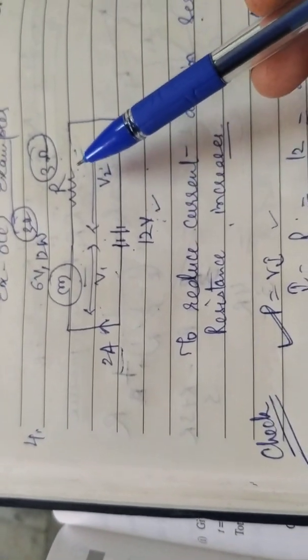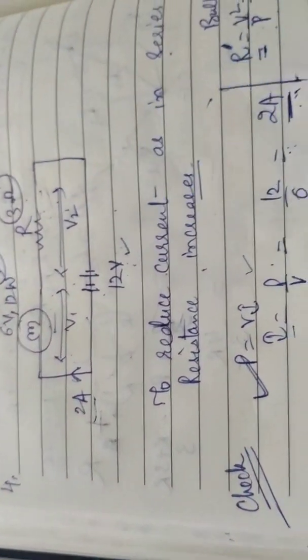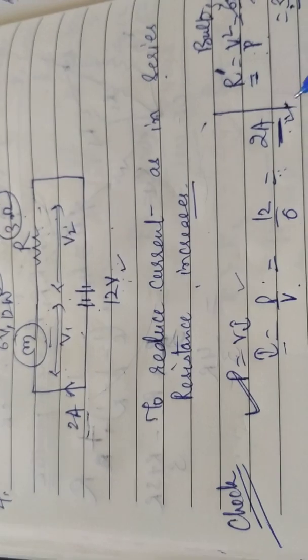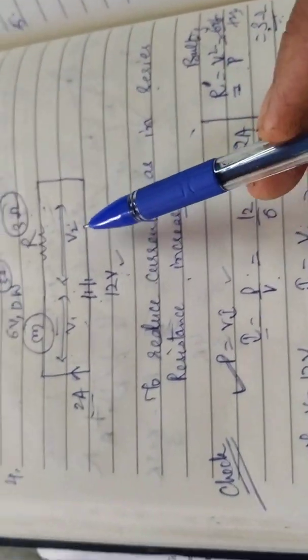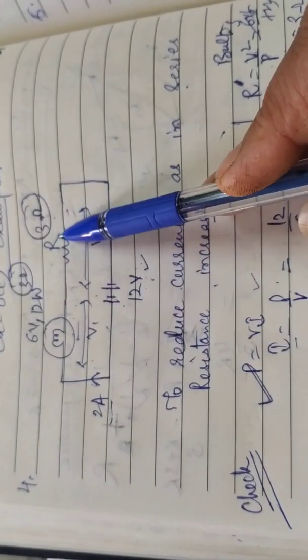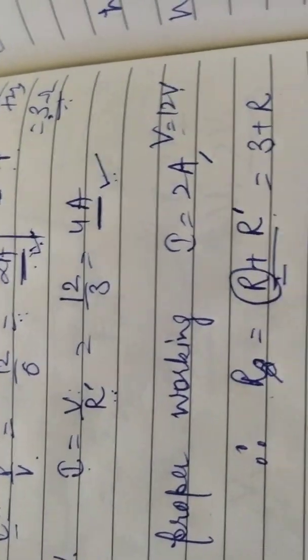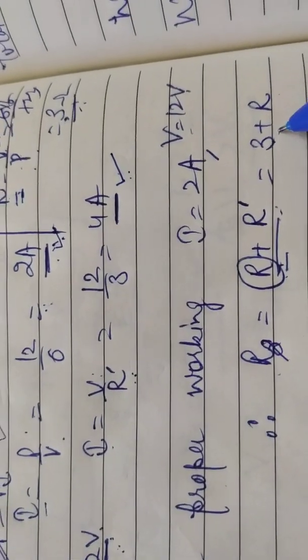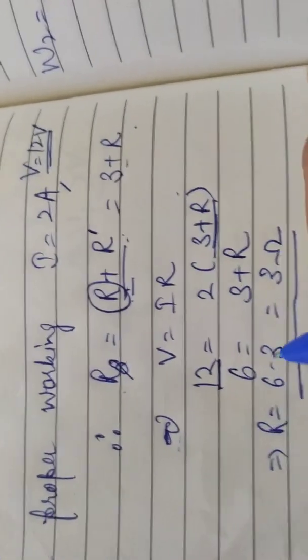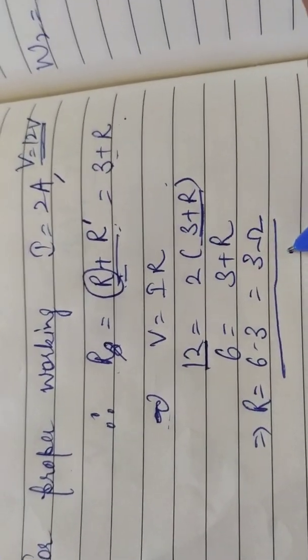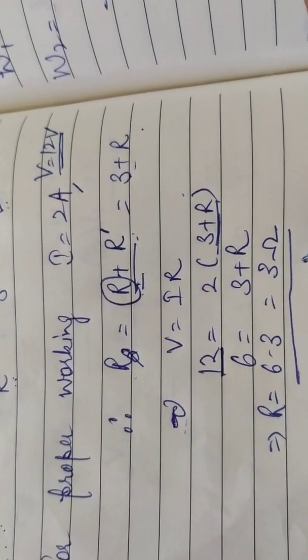Next question is, what is the value of this resistance? Now how to calculate this resistance from the safe limit of the current? We will use this value of current. If its resistance is known, this is in series, then total resistance of the circuit will become R plus R dash, that is 3 plus R. How much is the total voltage? 12 volt. So applying Ohm's law, we can find out this unknown resistance R. That will come out 3 ohm.